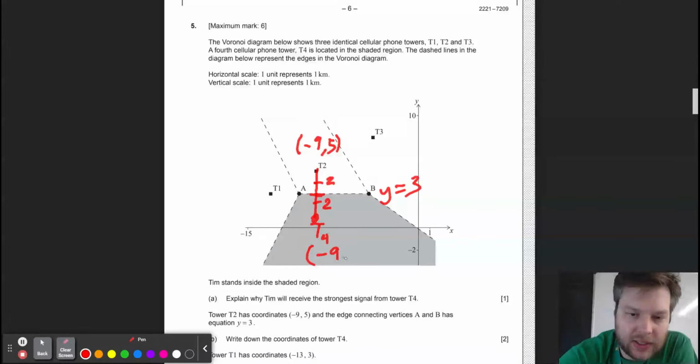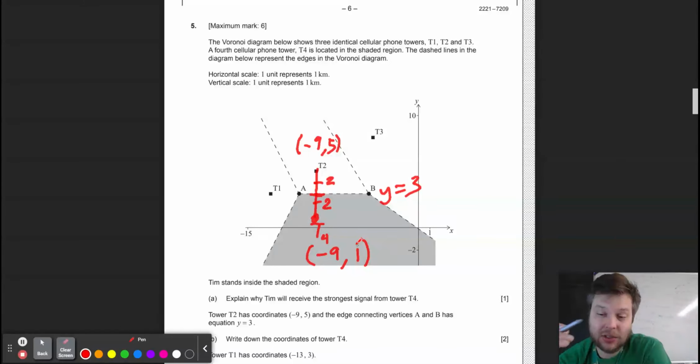It stays at the same x value, but its y value is 1 because that's 2 steps below y equals 3. The x value stayed the same because it's going to be perpendicular to the line that was given. And the line that was given was horizontal, y equals 3. So then the line that we're traveling along has to be perpendicular, has to be vertical. The last thing then is given to us down here.